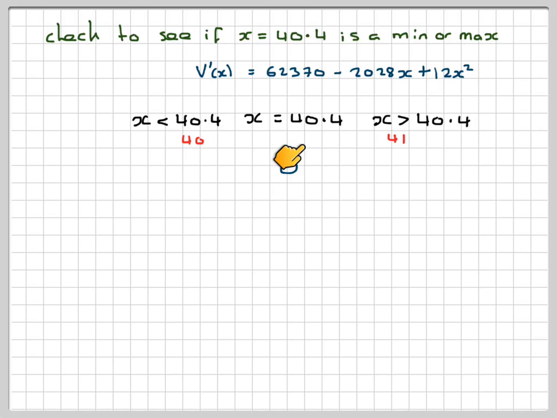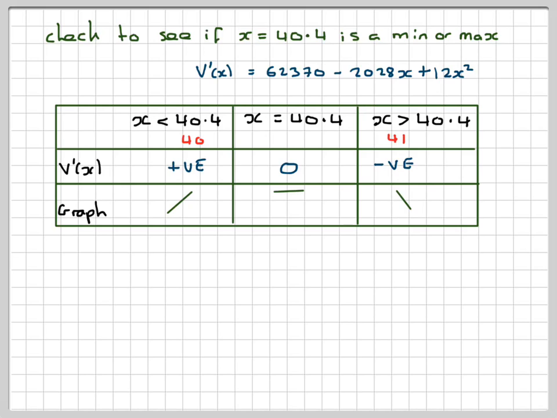At this particular point we know that the gradient is equal to 0. So what we do is we take 40 and we put it into this function here, and all we're interested in is to check whether it's positive or negative. When we put it in, we will find that it is positive. And then we take 41, which is just after 40.4, and do the same thing. If we put it in, we will find it's negative. So here we have a positive, 0, and negative. So this is a maximum point. So x is equal to 40.4 is a maximum.